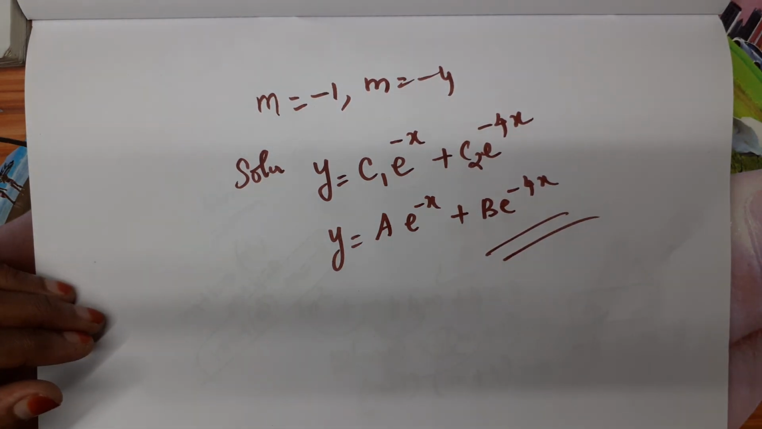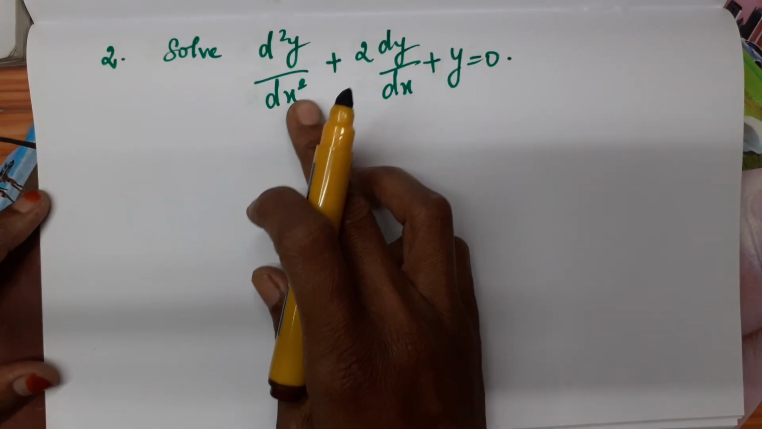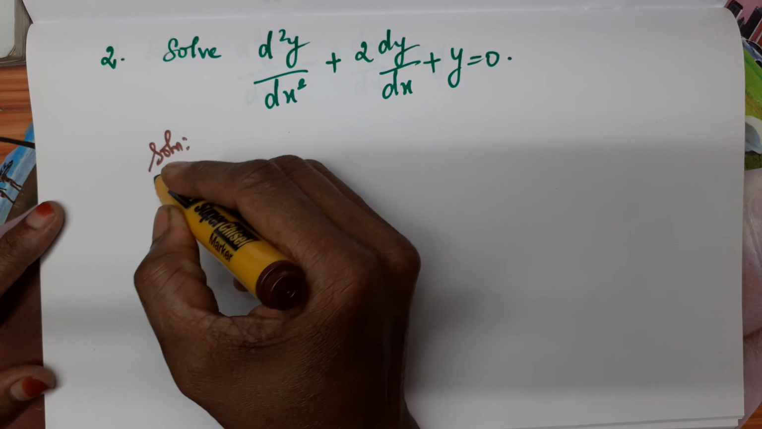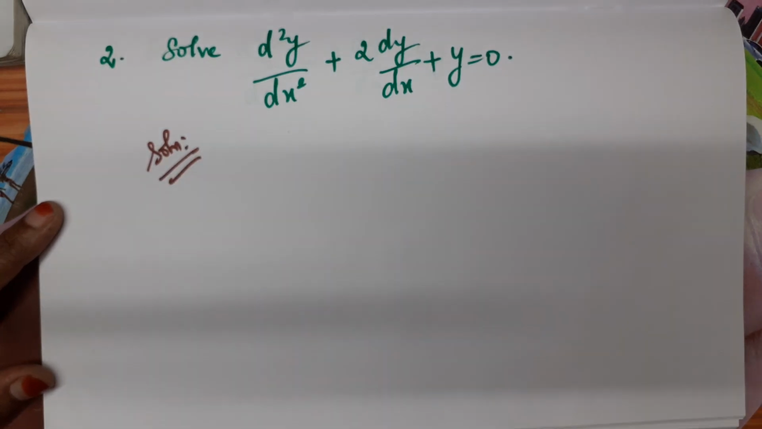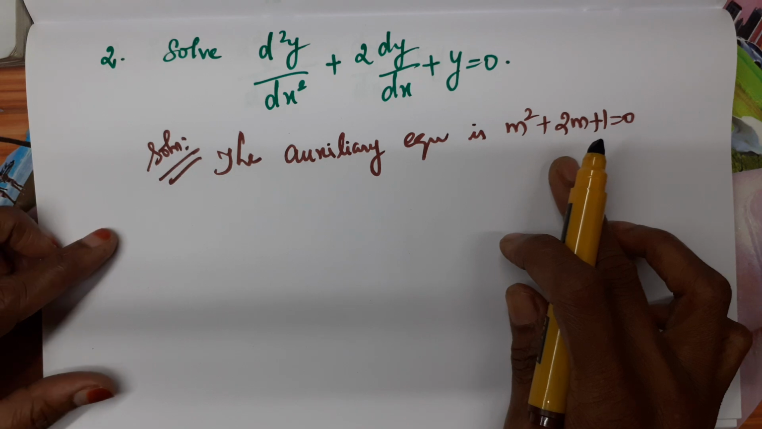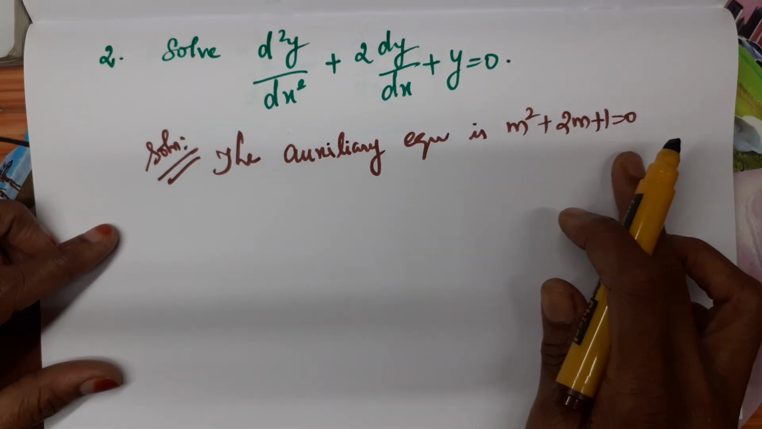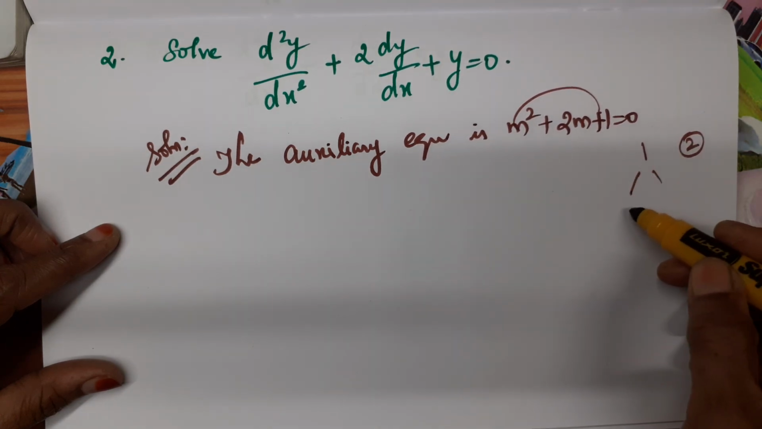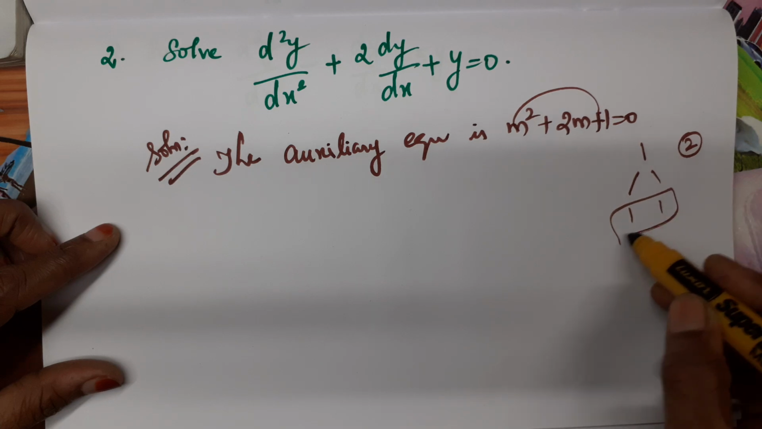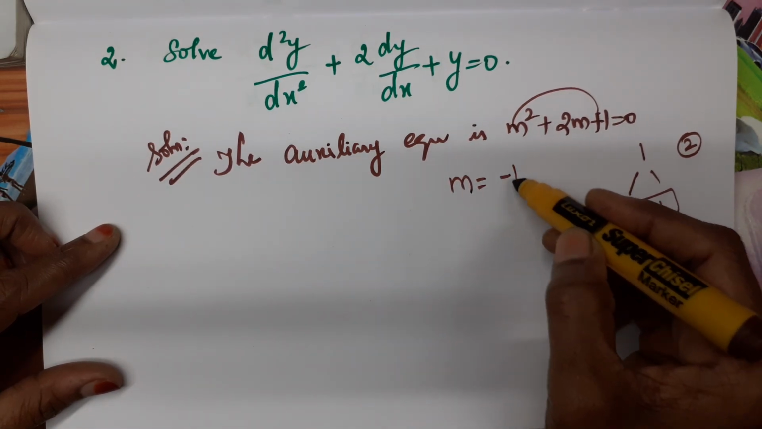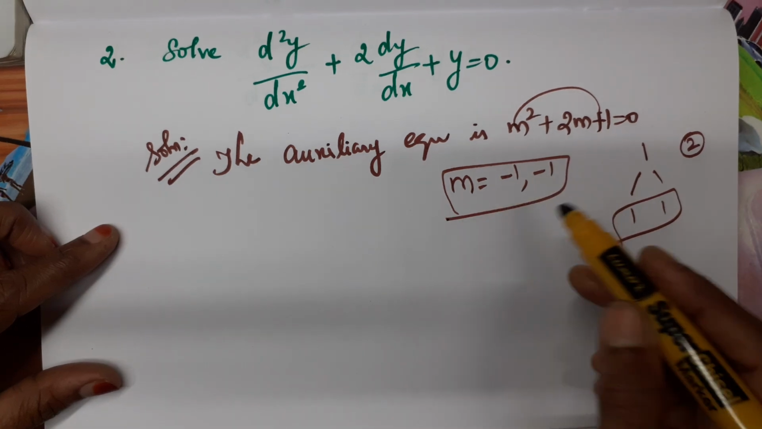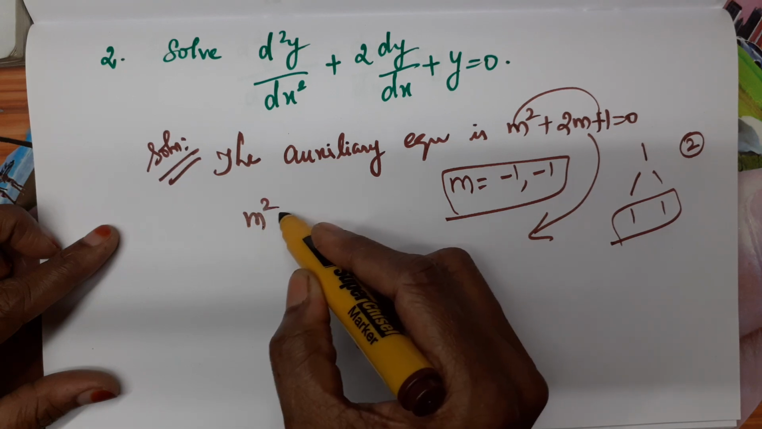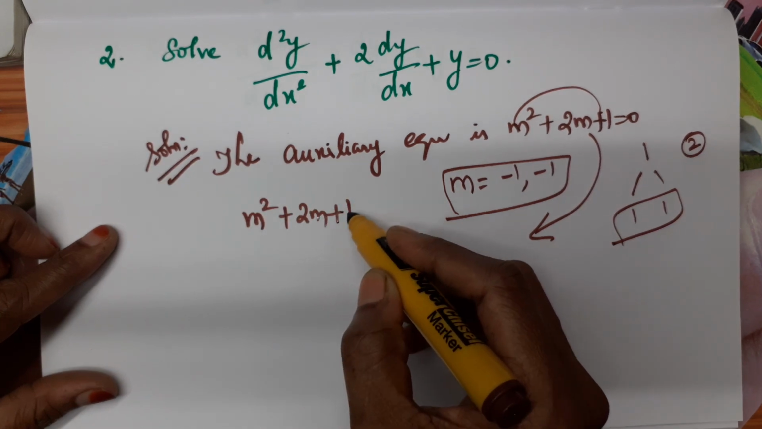Is it clear? Here we are going to solve d squared y by dx squared plus 2 dy by dx plus y equal to 0. How to start with? We have to write the auxiliary equation. This is the auxiliary equation, m squared plus 2m plus 1 equal to 0. Product of the roots is 1 and sum of the roots is 2. So 1 has factors 1 and 1. If 1 and 1 are the factors, the roots are minus 1 comma minus 1. This is how to find the roots directly, or else from here we can start with m squared plus 2m plus 1 equal to 0.